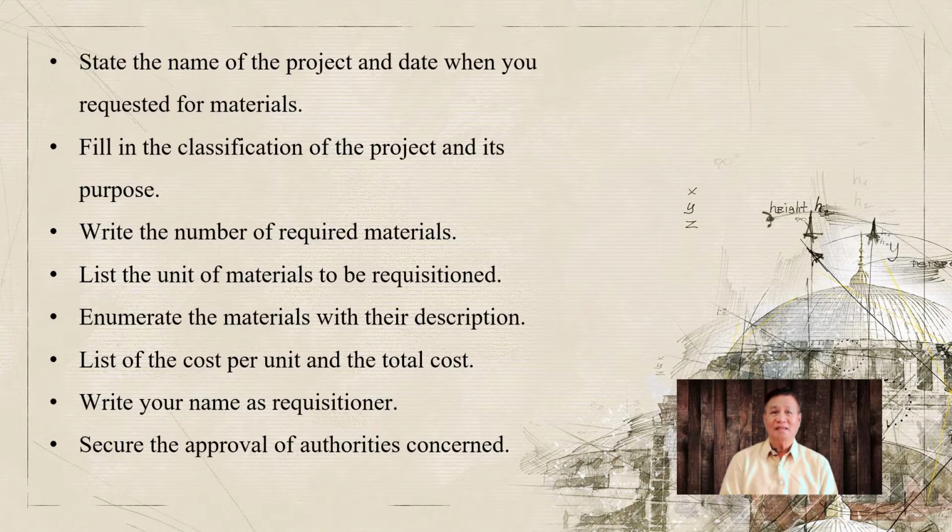Next is to list the unit of materials to be requisitioned and enumerate the materials with their description. Next is the list of cost per unit and the total cost. Next, write your name as requisitioner. Lastly, require approval of the authorities concerned.